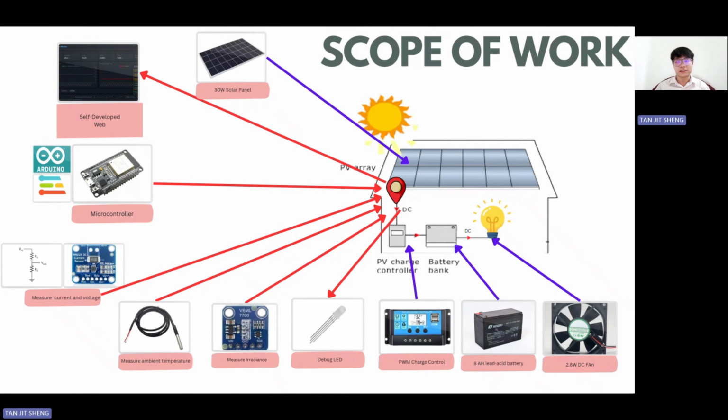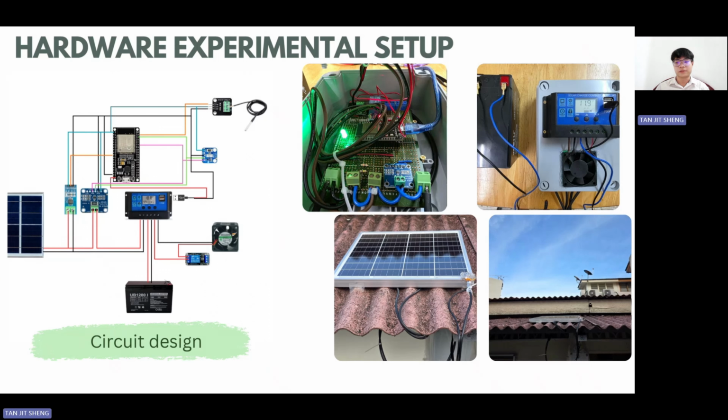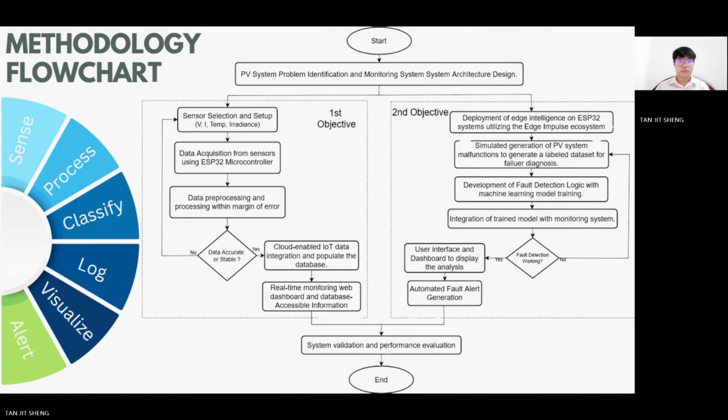And this is my scope of work, which is my coverage of my project. This is the placement of my whole prototype. And here's the methodology flowchart. It is divided into two major sections, which is first objective and second objective that I mentioned just now. And to conclude it, it is starting from sense and followed by process, classify, log, visualize, and alert.